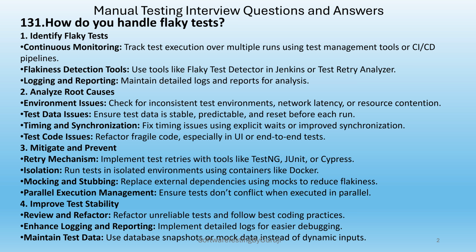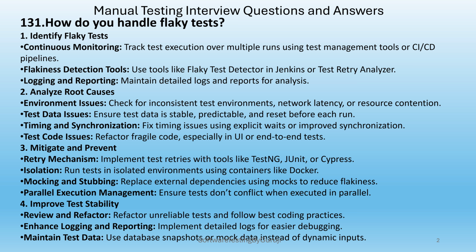Second, analyze root cause. Environment issue: check for inconsistent test environment, network latency or resource contention. Test data issue: ensure test data is stable, predictable, and reset before each run. Timing and synchronization: fix timing issue using explicit wait or improve synchronization. Test code issue: refactor fragile code, especially in UI or end-to-end test.